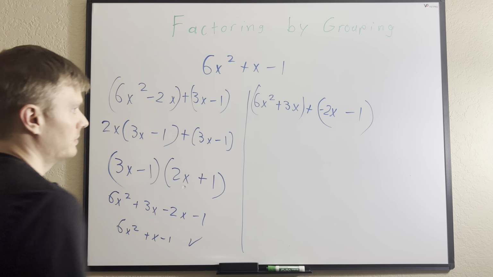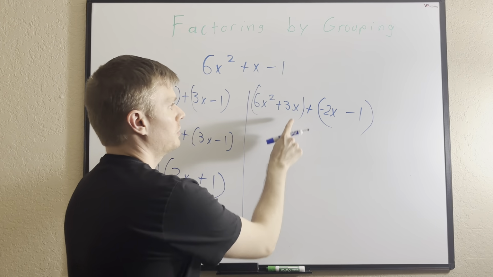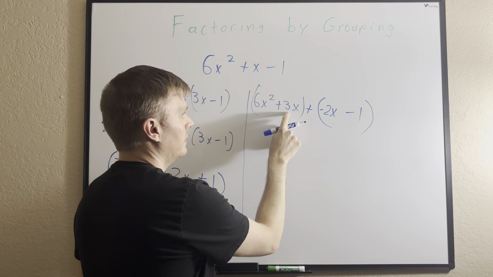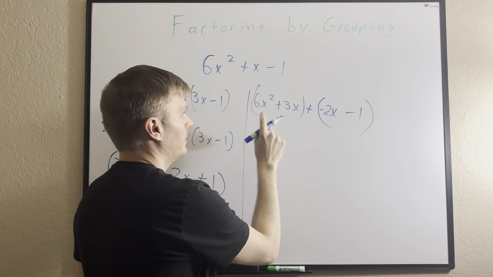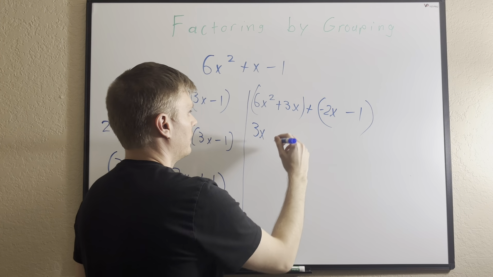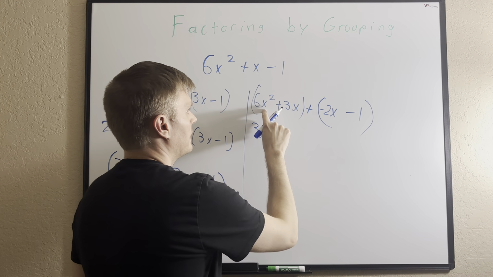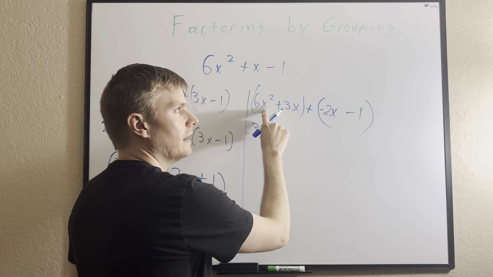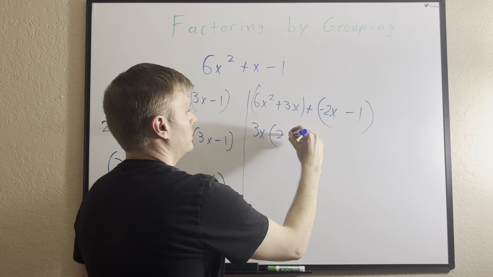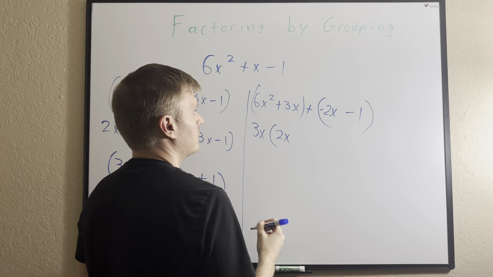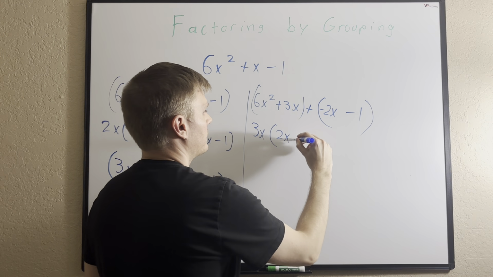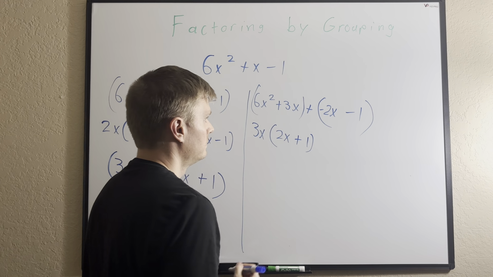And just for funsies, let's do it the other way. Greatest common factor here can divide by 3, right? Also can divide by 3 and an x, 3x. 6x squared divided by 3x is just 2x. 3x divided by 3x is 1.